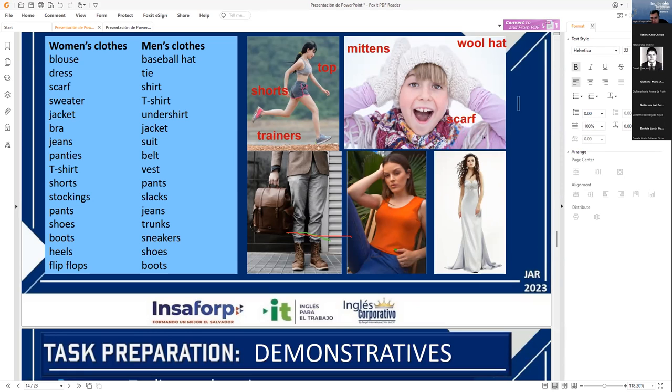Probably not. Sweater. This looks more like a blouse, but okay, could be a sweater. Now, check over here. This lady is wearing an orange top. So yes, what about this one? Pants, jeans. Jeans, right? And this one? Dress.